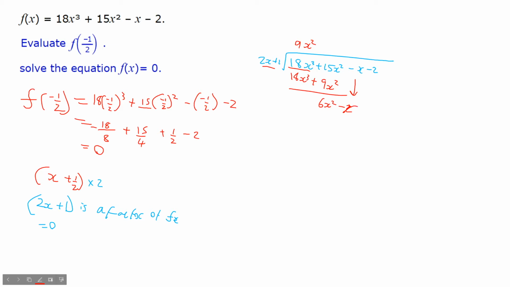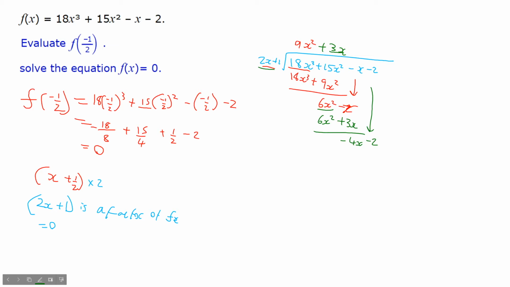How many times does 2x go into 6x squared? Well, we divide this by this. So 6x squared divided by 2x is just going to be plus 3x. Okay? And so let's multiply this by this. So we get 6x squared plus 3x. And so what we're left with is 0 minus 4x. Put the minus 2 down.